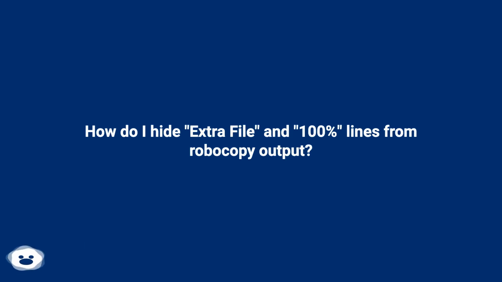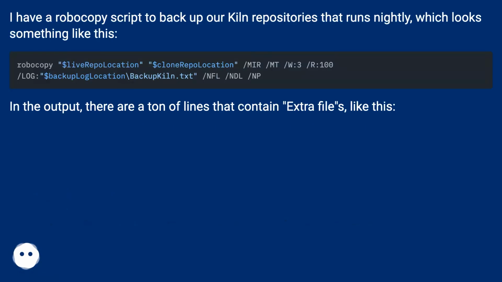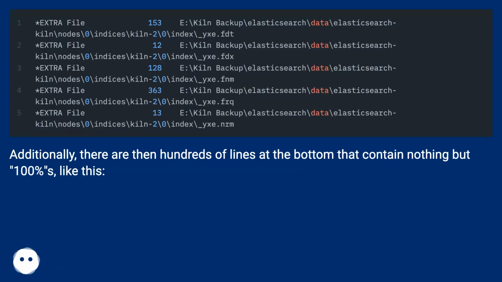How do I hide extra file and 100% lines from Robocopy output? I have a Robocopy script to back up our Kiln repositories that runs nightly, which looks something like this. In the output, there are a ton of lines that contain "extra file", like this. Additionally, there are then hundreds of lines at the bottom that contain nothing but 100%s, like this.